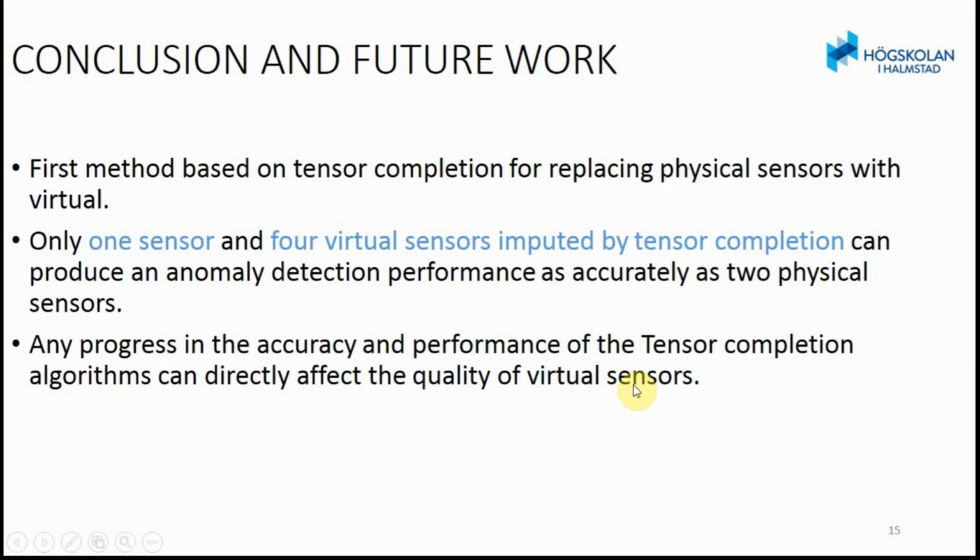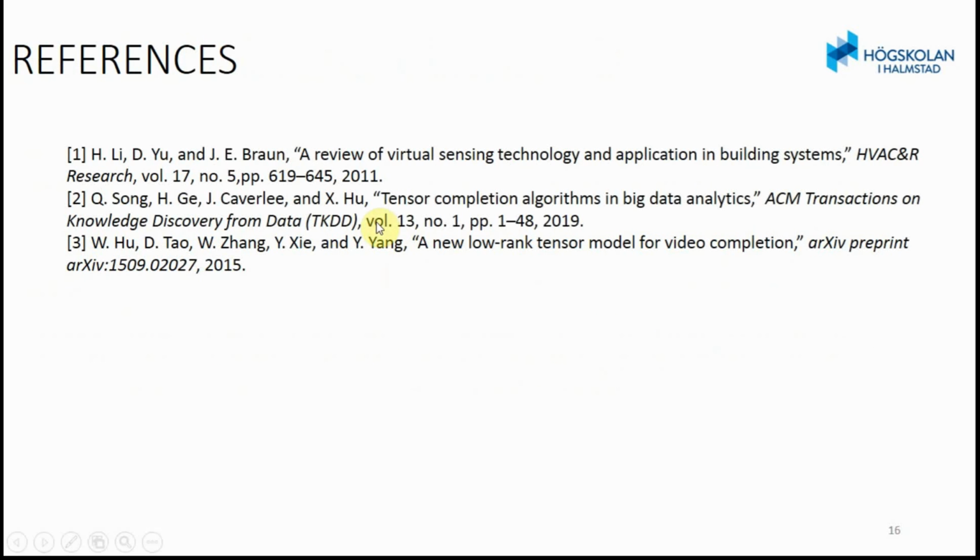Conclusion: we propose the first method based on tensor completion for replacing physical sensors with virtual ones. Only one sensor and four virtual sensors imputed by tensor completion can produce an anomaly detection performance as accurate as two physical sensors, and any progress in the accuracy and performance of the tensor completion algorithm can directly affect the quality of the virtual sensors. And these are the references that I used in the presentation.